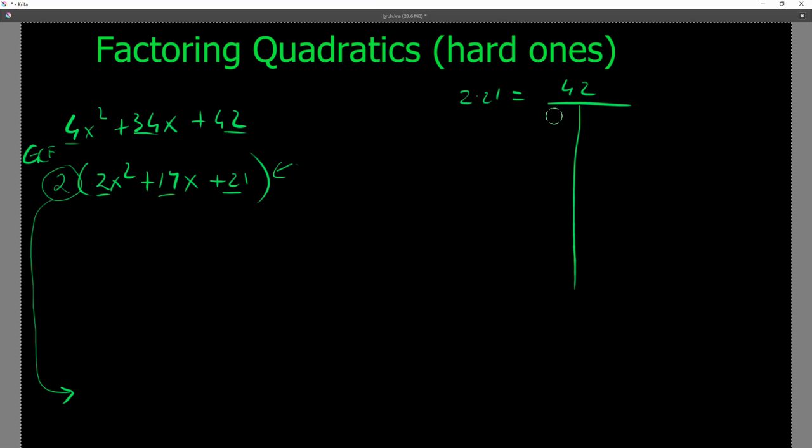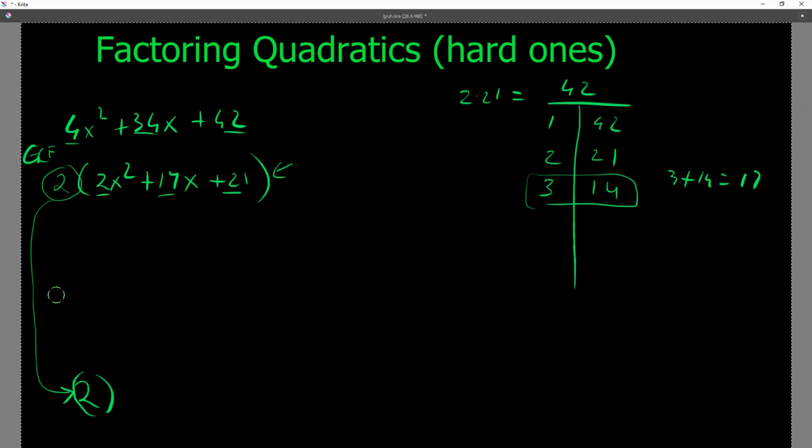So I take 42 and I'm going to break it down. 1 times 42. It's positive, so you don't have to do the positive negative. 1 times 42, 2 times 21, 3 times 14, and these are the numbers because 3 plus 14 is equal to 17, and I want 17. So I'm going to ignore the 2 for now. This 2 is there, but I'm going to do this.